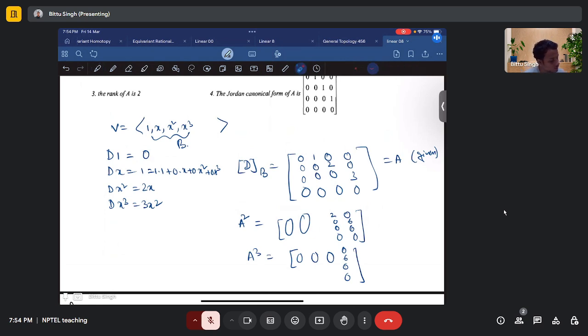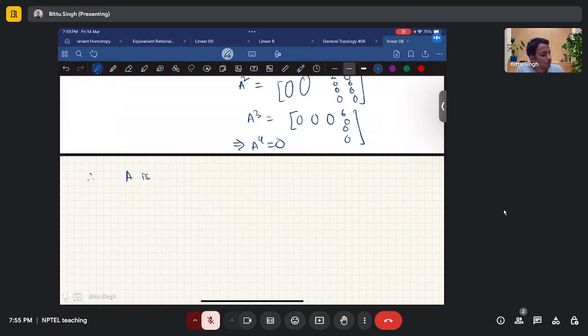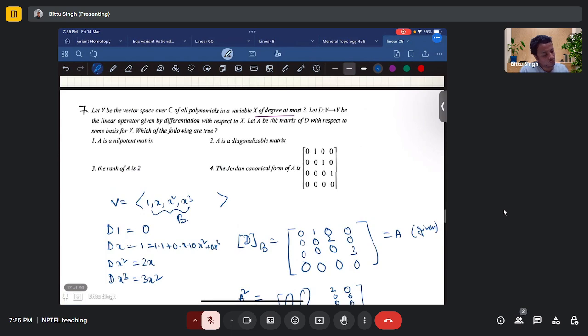Multiply the third column with 3. Oh, third column means 6. Okay, it was okay before. Even you can see that if you differentiate x cube 3 times, you will get 6 only. So that is what it represents. And therefore, from here it is clear that A to the power 4 is actually 0. Therefore, A is nilpotent. A or the operator, both are nilpotent.